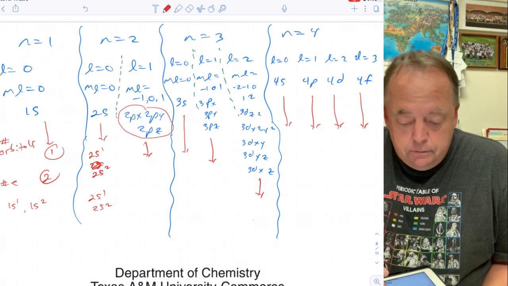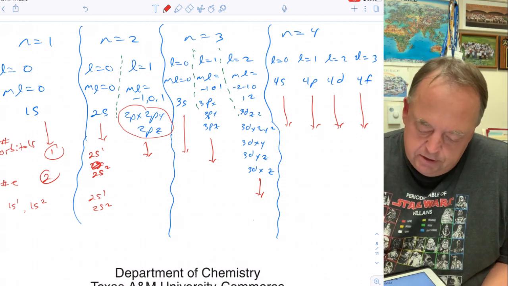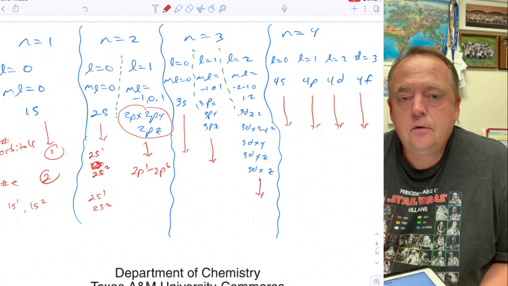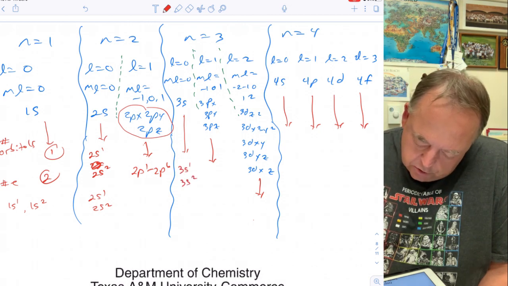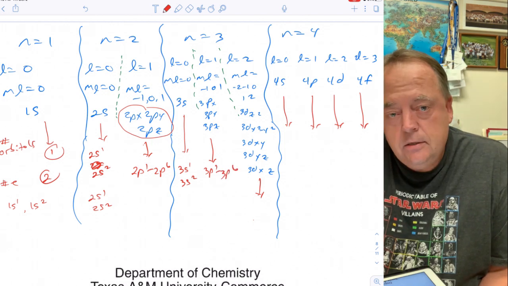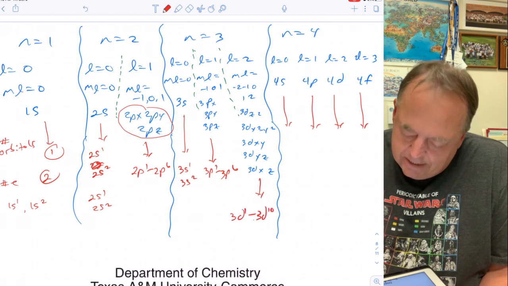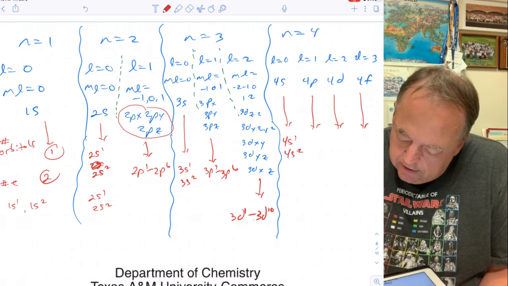Or if L is 1, you can have M sub L be negative 1, 0, or 1. That would be the p orbitals, 2px, 2py, 2pz. So you could have anywhere from 2p1 to 2p6, right? And then the same thing here, you could have 3s1, 3s2, or you could have 3p1 to 3p6 at the third shell, or you have d orbitals at the third shell, and you could have 3d1 all the way to 3d10, right? So same with the fourth shell, 4s1 or 4s2, 4p1 to 4p6.